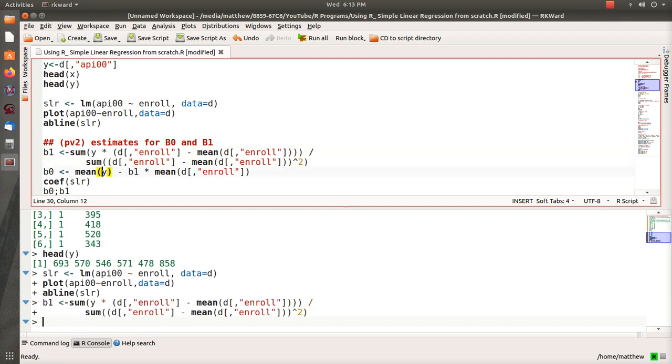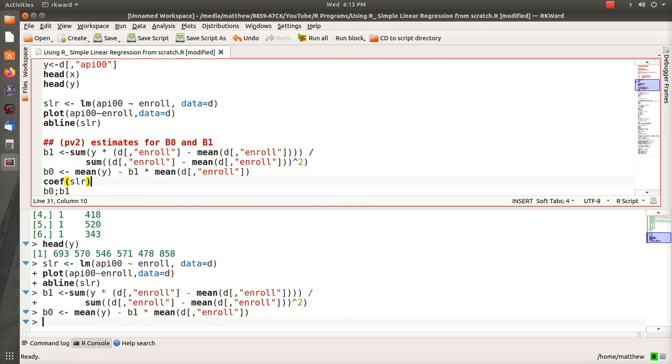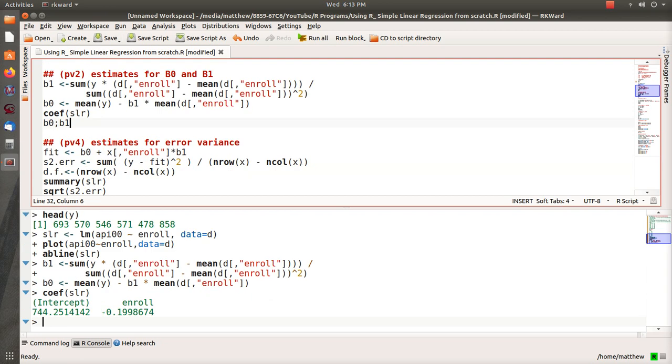I must say that this is definitely not the most efficient way to do it. You should always use the built-in functions, but I'm showing you that they're the same. The least squares estimate for beta 0 is the mean of y minus the least squares estimate for beta 1 times the mean of x. And now let's see if that's true.